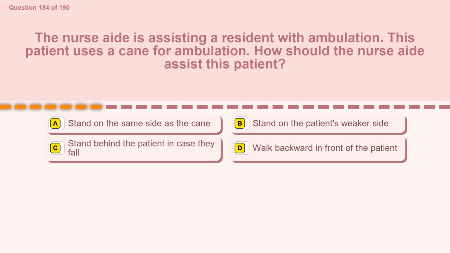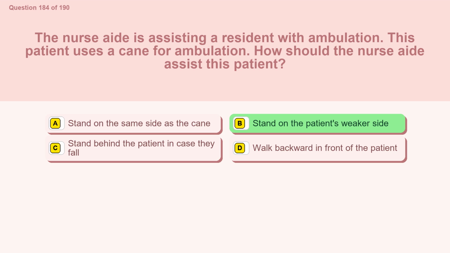This patient uses a cane for ambulation. How should the nurse aide assist this patient? Option A: stand on the same side as the cane. Option B: stand on the patient's weaker side. Option C: stand behind the patient in case they fall. Option D: walk backward in front of the patient.